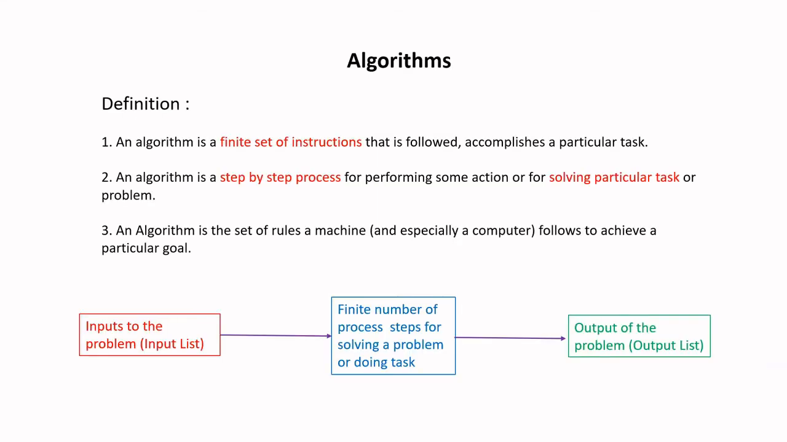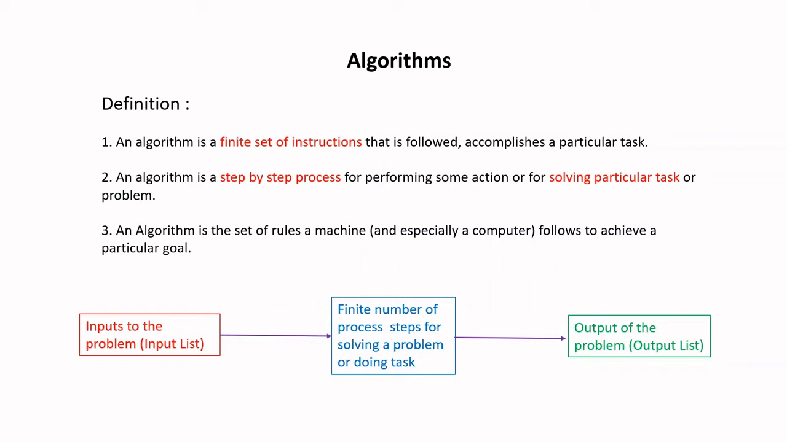So what do you mean by algorithm? Formally, an algorithm is a finite set of instructions that is followed to accomplish a particular task. Second definition, you could say an algorithm is a step-by-step process for performing some action or for solving a particular task or a problem. Means we are going to use an algorithm for solving some type of problem in computer science. An algorithm is a set of rules a machine follows to achieve a particular goal.